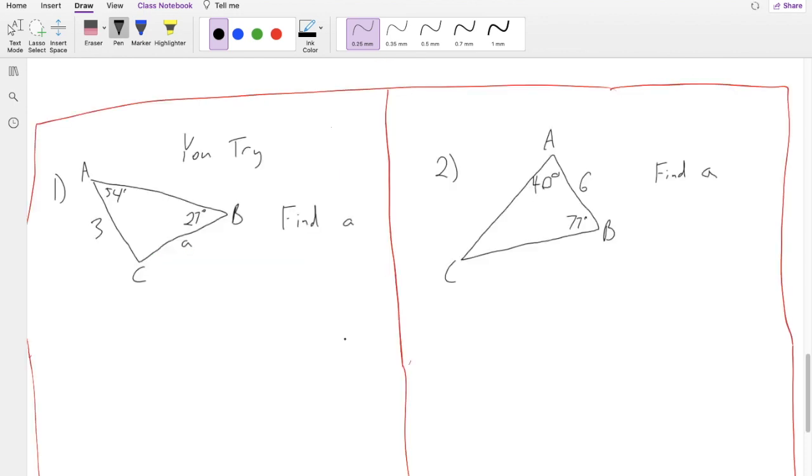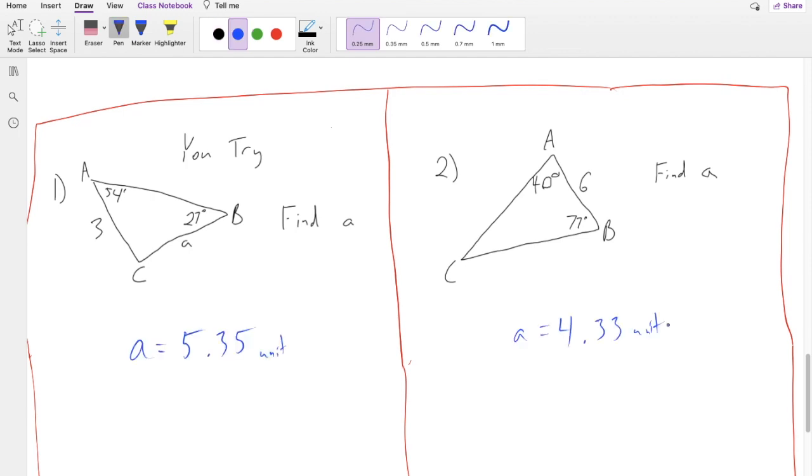So I have two you-tries for you. The first one is asking you to find the side of A, where you have 54 degrees, 27 degrees, and a side that has a length of 3. On the second one, you're also trying to find the side of A. You have an angle of 40 degrees, a side of 6, and an angle of 77 degrees. So pause this video and check it out.